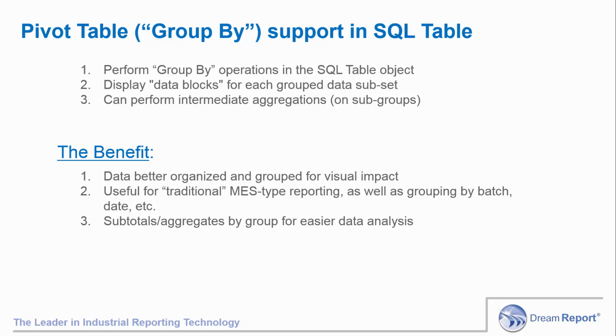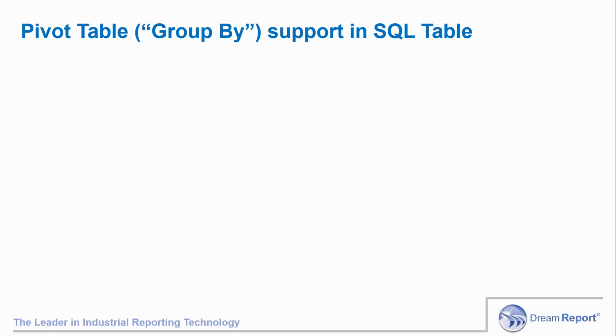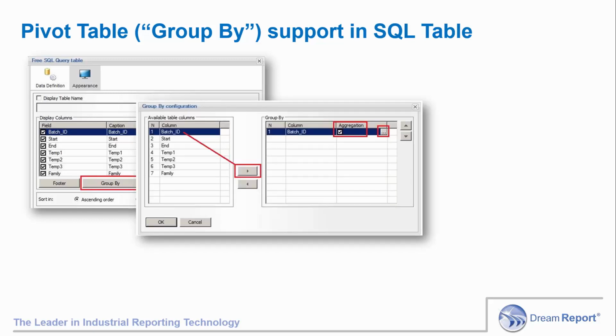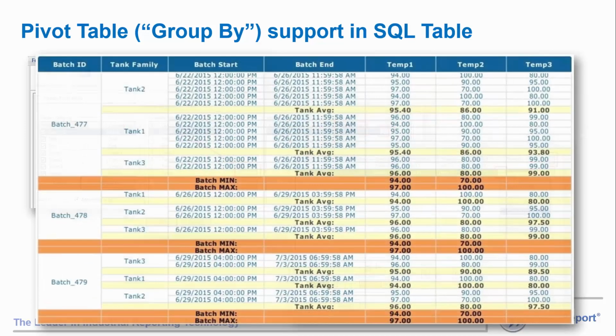Here we see the Group By feature being implemented to organize the resulting data by batch ID and then by specific tank data within each batch. Data is summarized at both the tank level and then at the batch level.